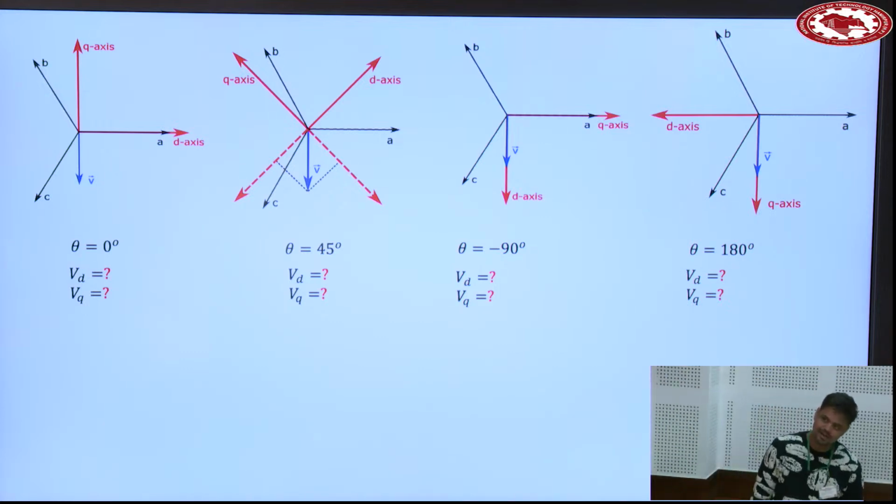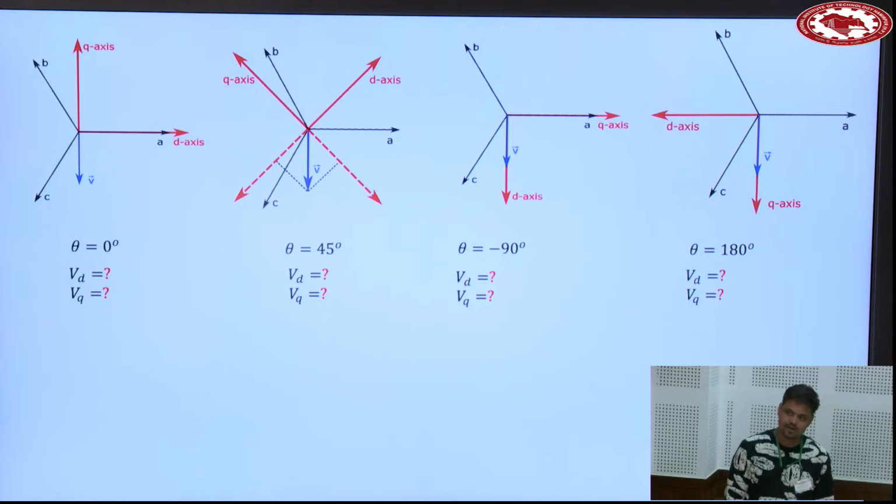Second case. Now you have shifted 45 degrees. Which component will be 0? No one. Okay, both are there, and both are negative and equal.